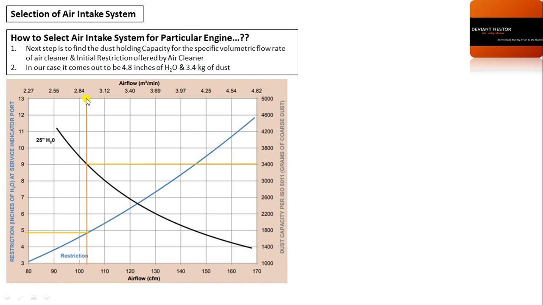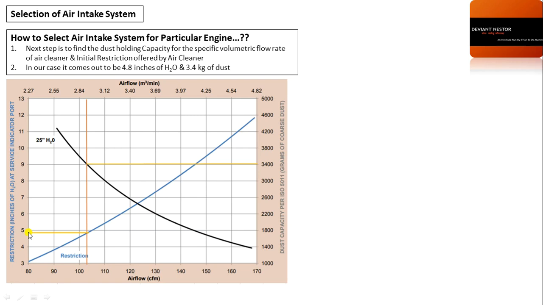So here you can see that I have drawn a vertical line at 2.93, or CFM 103.5 something. Now this line will cut at 2 points, that is at restriction and final restriction. When it cuts the first point, that is the restriction offered by the air cleaner, from there we have to draw a horizontal line, so that we can find what is the initial restriction offered by the air cleaner. Now what is initial restriction?